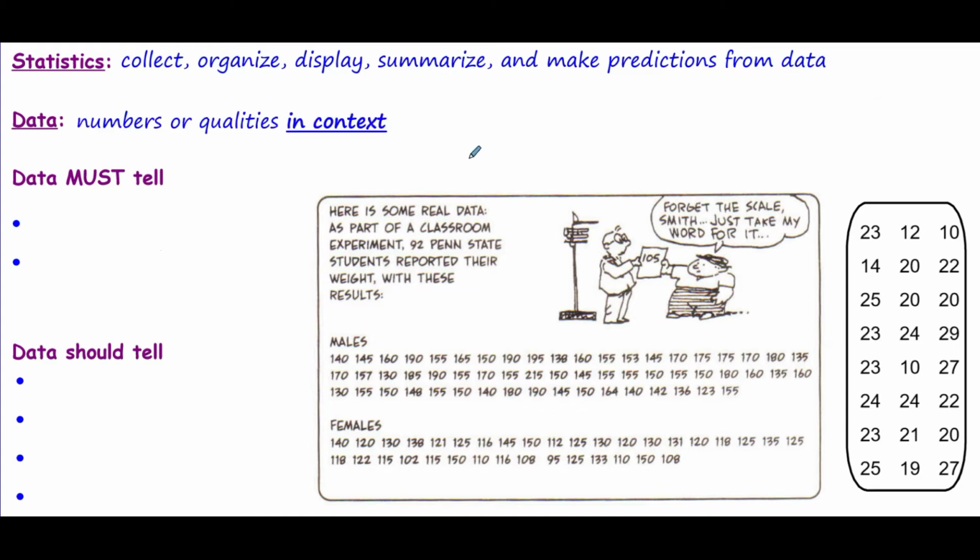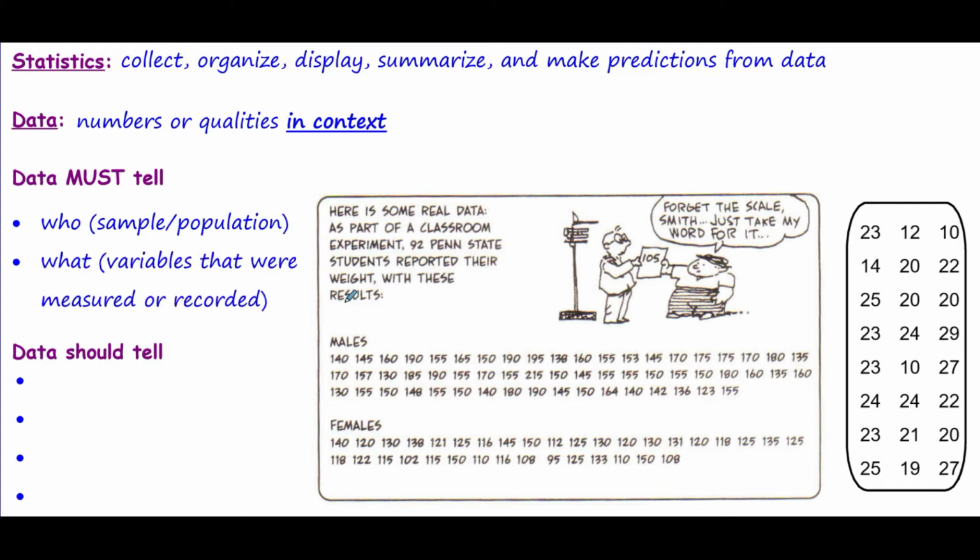So, data is numbers or qualities in context. Just having a list of numbers or a list of information is not considered data unless you know where that data came from and what it's representing and what its units are, if it's numerical. So data must tell us two things. The first is what we refer to as the who: what is my sample and or my population? From whom am I getting data, or from what am I getting the data? The second thing is the what, or what variables are recorded and or measured. So what information are we getting, and who are we getting it from? Those two things have to be clear in the data.